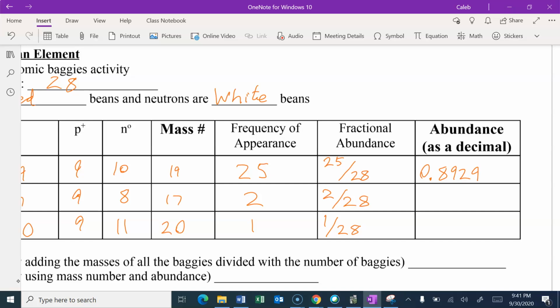Okay. 2 over 28, 0.07143. That is a 7 there. Okay. And then 1 over 28 gives us 0.03571, or that's a 7.